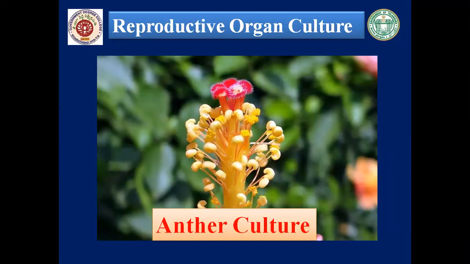This is a picture where I think you can identify what flower it is. This flower is a hibiscus. In hibiscus you can see the anthers, and this is the style and stigma. So if the anther portion is taken and it forms the explant of a tissue culture technique, then it is known as anther culture. Now we'll see the definition of anther culture.